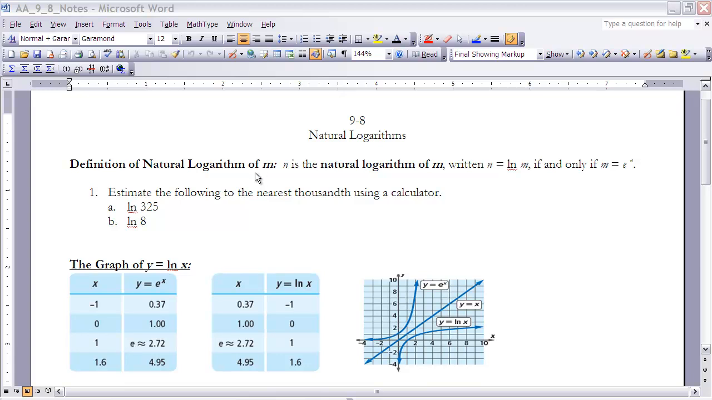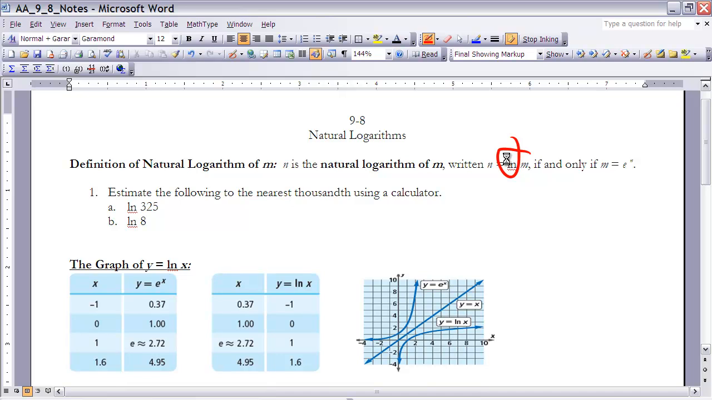And here's the definition of a natural logarithm. n is the natural log of m, written n equals ln of m. Now that's the key part here: although it's a logarithm, we don't actually use the word log when we write it. We say ln, standing for the natural log, if and only if m is equal to e to the n.